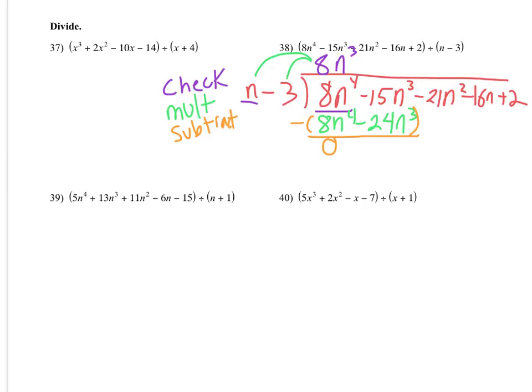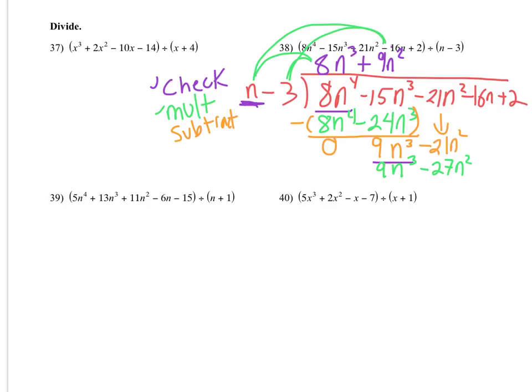First thing should be 0. Negative 15 minus negative 24 is going to be positive 9n cubed. And then finally, I'm just going to bring down that negative 21n squared to help me with my next step. I'm going to go back to the beginning. I'm going to check. So what do I multiply n by to get to 9n cubed? That's going to be a positive 9n squared. After I check, I'm going to multiply. I'm going to multiply that, and I get 9n cubed. I'm going to multiply here, and I get negative 27n squared.